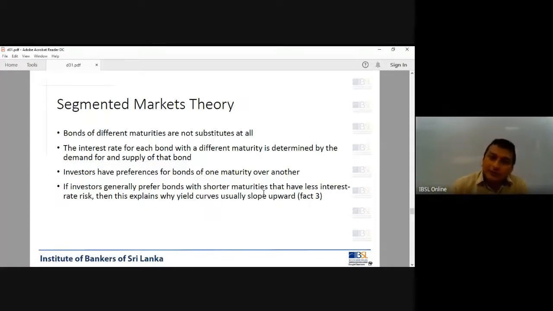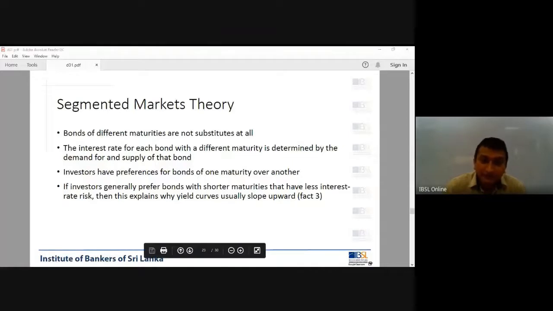Low short term interest rates means high long term interest rates. So if you plot this in a yield curve, what you are basically seeing is upward sloping yield curves. This is the normal pattern of yield curve. So segmented market theory is very clear to explain that the market yield curves are generally upward sloping. Okay, any questions?